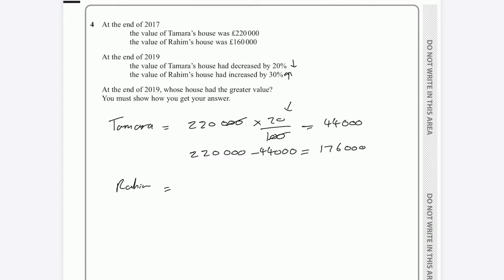Right, and then we have Raheem. We're going to do something similar with him. So that's 160,000. We're going to times that by 30%. In this case, it's increased, so we're going to add this on. And again, we can get rid of these two zeros there. And then we're going to times 3 by 16, and we're going to add that 0 on. So that gives us 48 with 3 zeros on there. And then we're going to add that value on to 160,000.